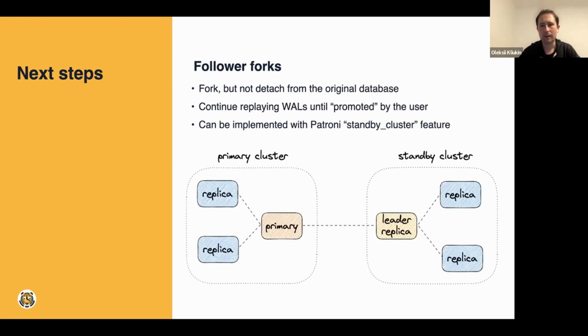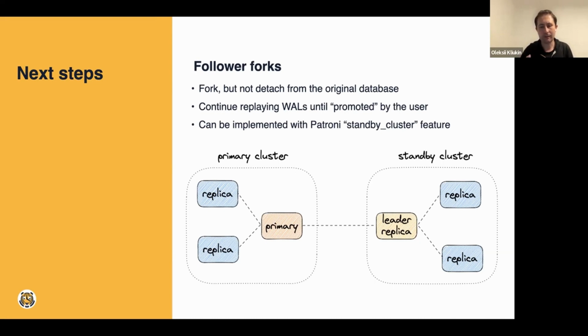So what is a follower fork? A follower fork is basically a fork, but it is not detached immediately from the original cluster. So it replays all files as if it were a replica until it is manually promoted by the user. So in the picture, you see a primary cluster, it runs a primary service and then replicas. And there is also a follower cluster that doesn't have a primary, but has what we call a leader replica. A leader replica fetches changes from the primary.